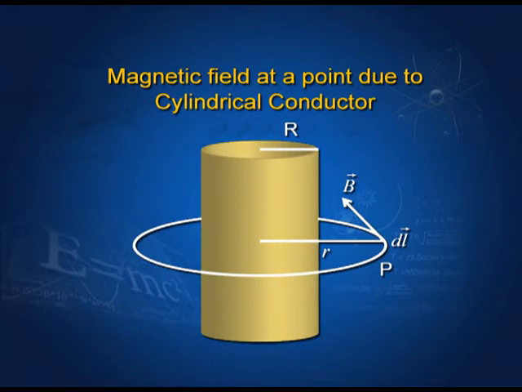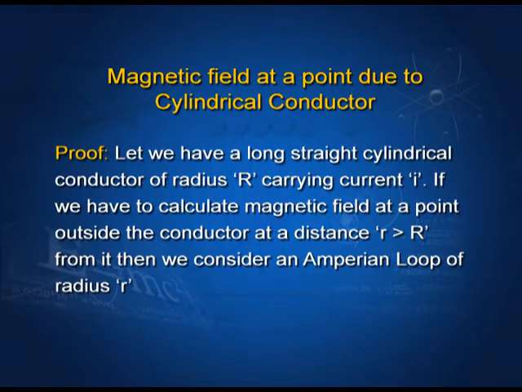Magnetic field at a point due to a cylindrical conductor. Proof. Let us have a long straight cylindrical conductor of radius capital R. It is carrying current I. If we have to calculate magnetic field at a point P outside the conductor at a distance small r, which is greater than the radius of the cylinder capital R, from it, then we consider an Amperian loop of radius r.